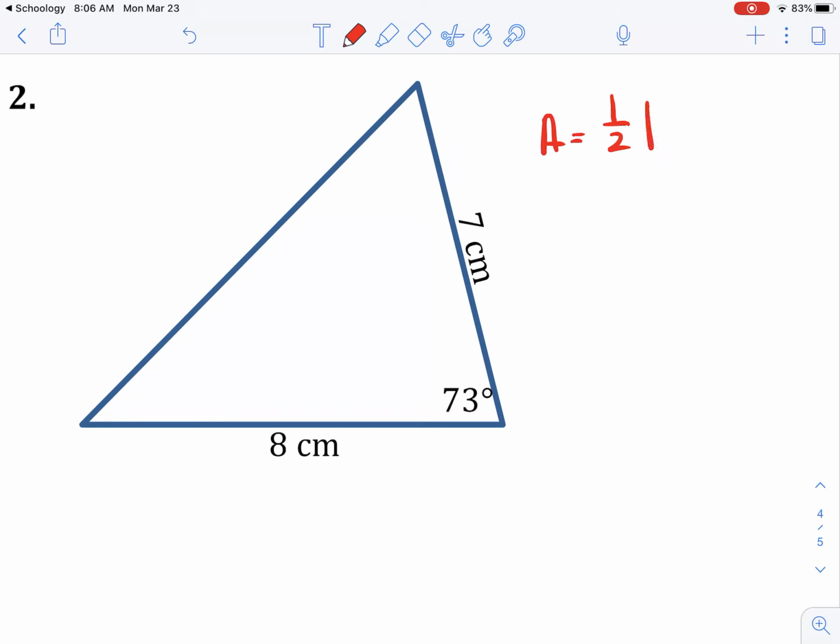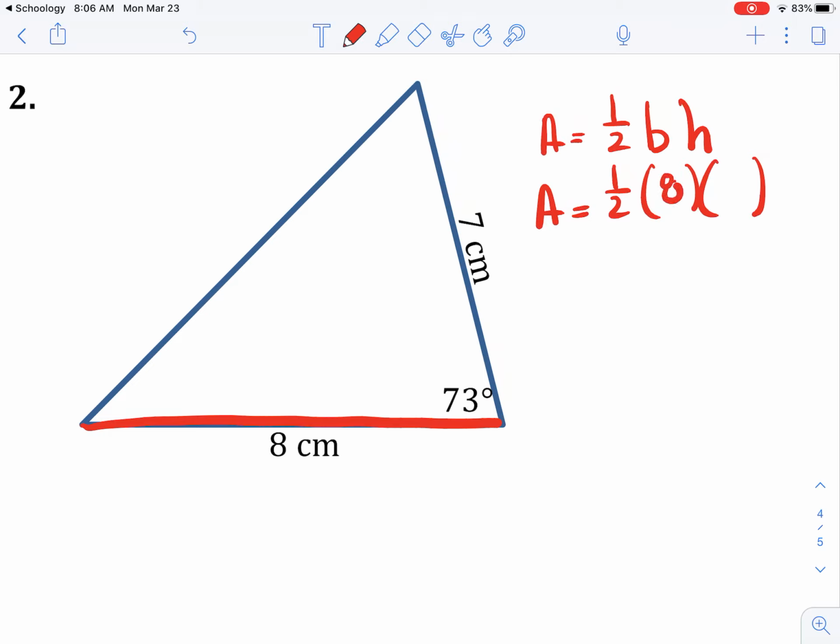All right, let's look at this one here. Area equals 1/2 base times height. Area equals 1/2. I need the base and I need the height. All right, base is this horizontal piece, that's 8. 7 is not my height.